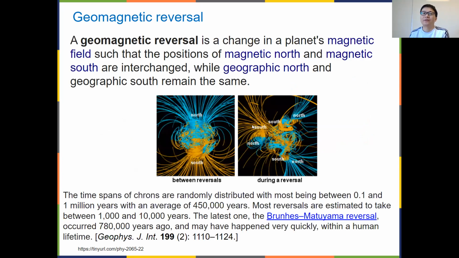The Earth's magnetic field has actually reversed a few times throughout the years. Studies reveal that. It doesn't follow a consistent pattern; sometimes it happens after about 0.1 million years, sometimes after a million years, but the average is about 450,000 years. So the Earth's magnetic field will reverse, and the time it takes to reverse lasts anywhere between 1,000 and 10,000 years. If there's one coming, it will probably disrupt our compass system or maybe GPS system as well. But we haven't seen that happen yet.